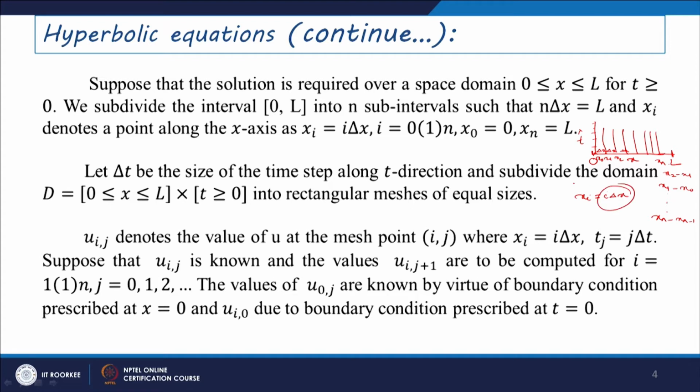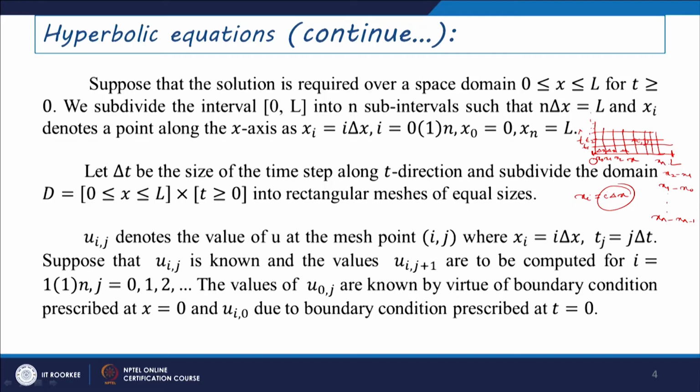Suppose in the time direction del t is the small time step we follow. Then we can subdivide the domain in the y direction into meshes of equal size del t. So we will have t greater than 0, with points t1, t2, and likewise we can move on. Then we will have a variation del x in the x direction and a variation del t in the t direction.